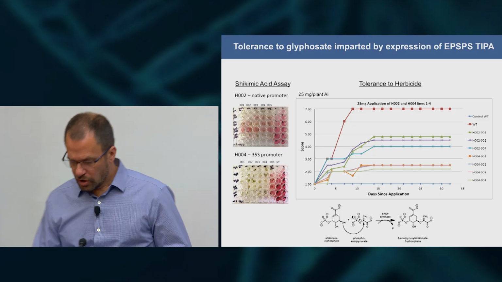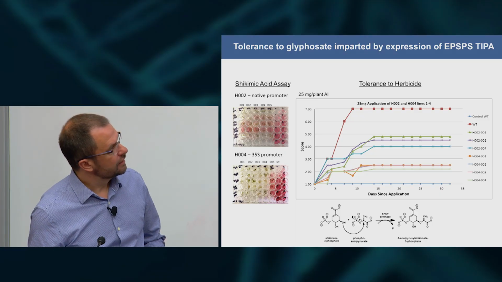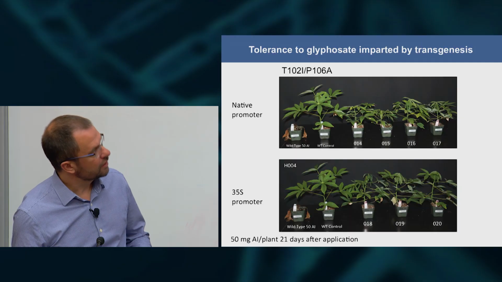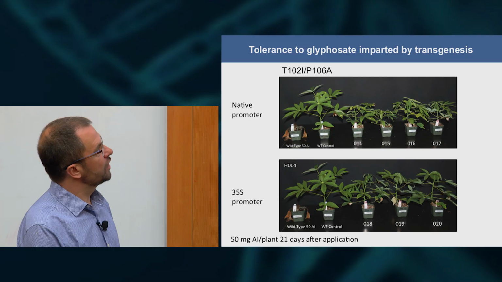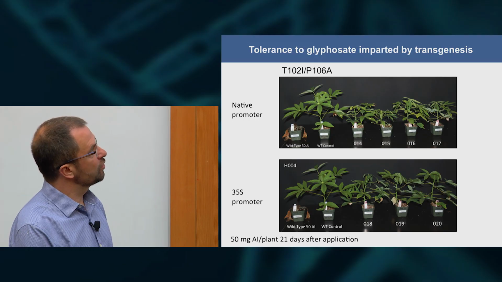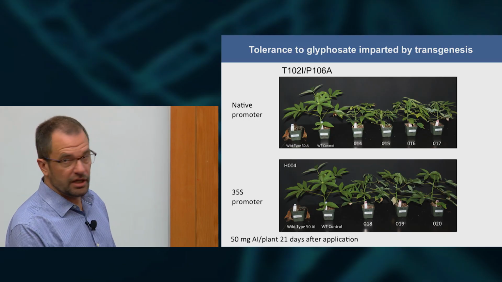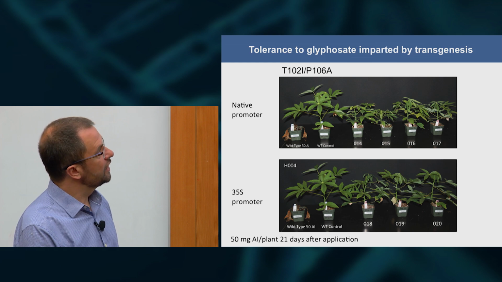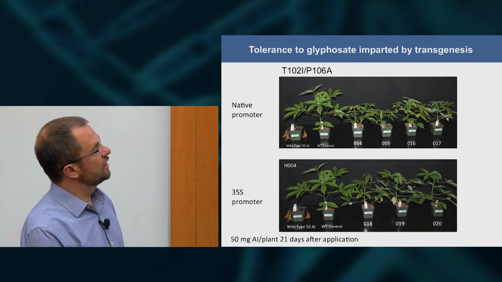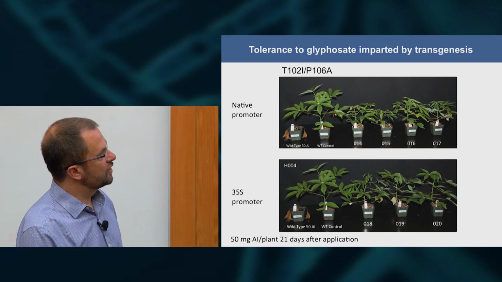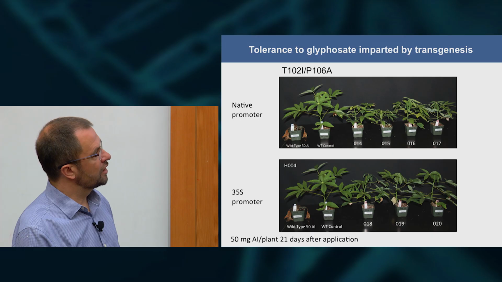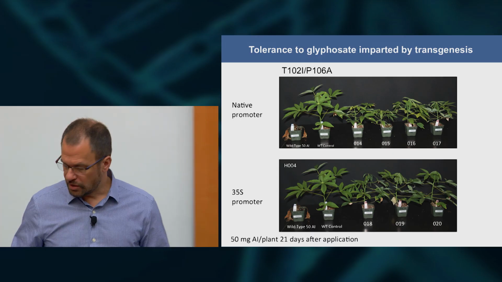And then, of course, we want to look at these plants and characterize them phenotypically. I'll just jump to this slide. So here are our wild-type plants that didn't receive the herbicide, and here's a wild-type plant that did. You can see, of course, it completely killed our target plant. And these are independent transgenics expressed from the native promoter or the strong viral promoter. These were all treated with the herbicide, and you can see you get very good tolerance and increased tolerance with high expression of the enzyme.